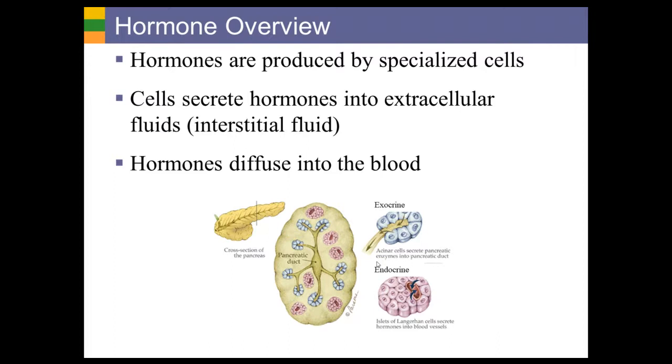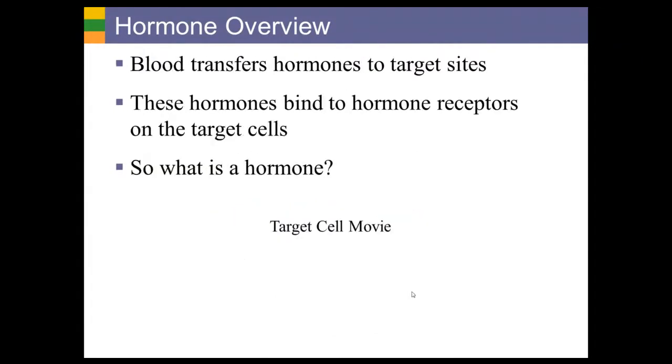What we're interested in right now are the endocrine glands. There are these other glands within the pancreas called beta cells that produce the hormone insulin, and they secrete that hormone outside of the cell, into the extracellular fluid, and then it diffuses into nearby capillaries, and then those hormones are taken throughout the body. Okay, so I'm going to play this video that illustrates how hormones work.